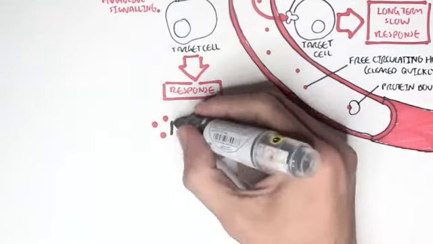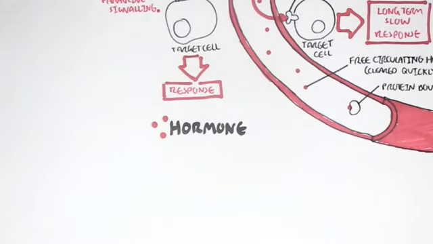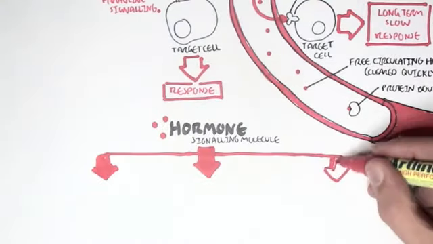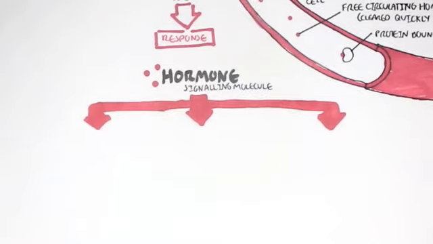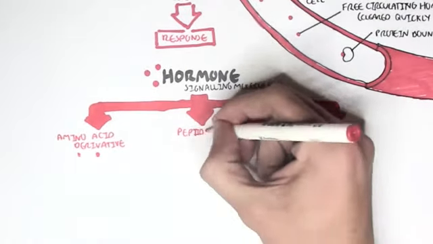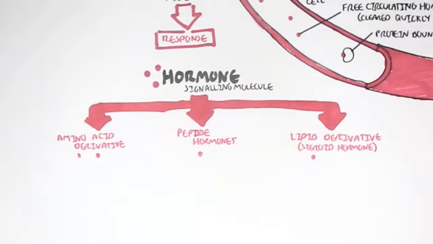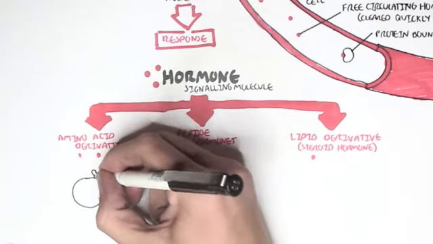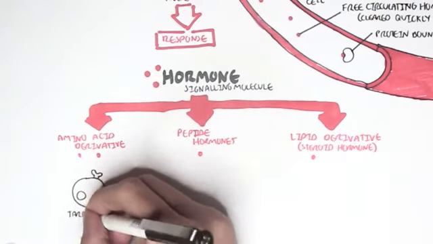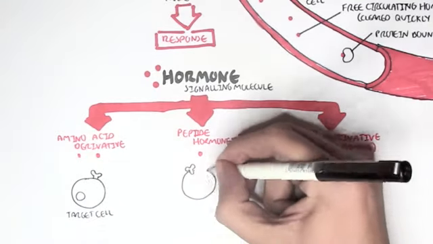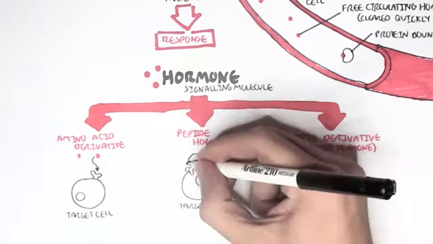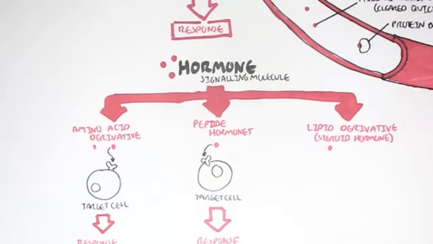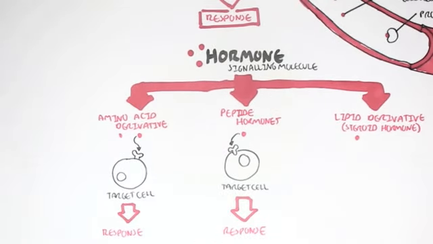So now let's talk a little bit more about hormones. Hormones, as I mentioned, are signaling molecules. Hormones can be grouped into three types: amino acid derivatives, peptide hormones, or lipid derivatives. Lipid derivatives, for example, are steroid hormones or thyroid hormones, if you know a little bit about your hormones. And so these hormones will bind onto a target cell, onto the specific receptor, that will initiate a desired response, a long-term response. Here I'm drawing these hormones binding onto target receptors on the plasma membrane of the target cell to initiate a response.